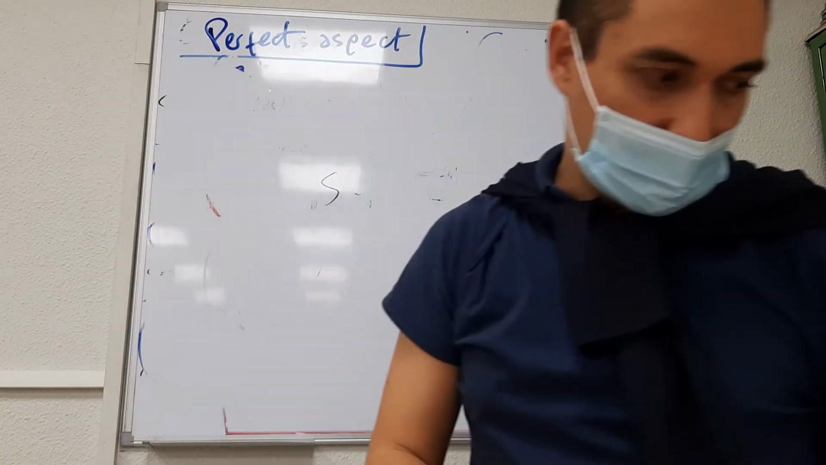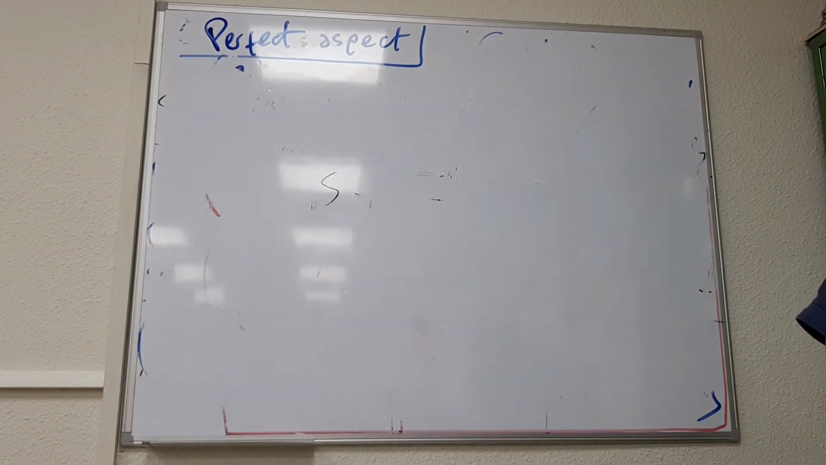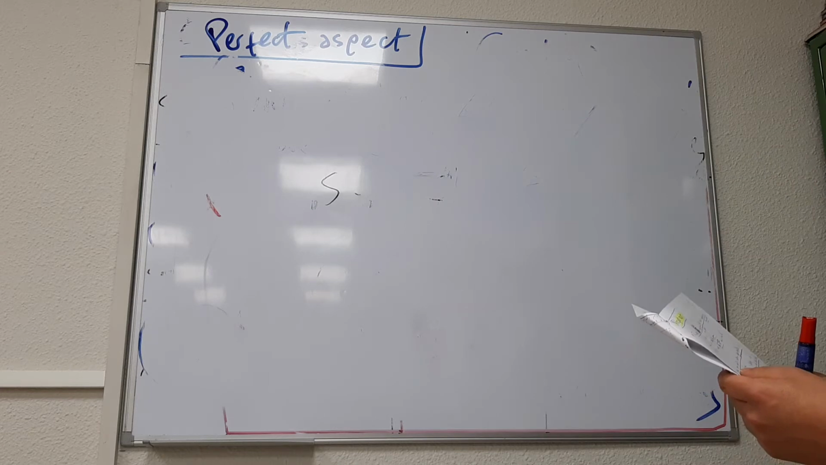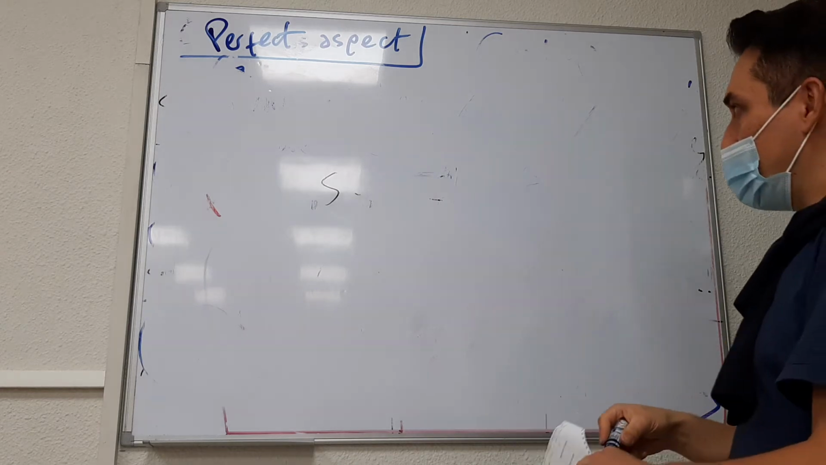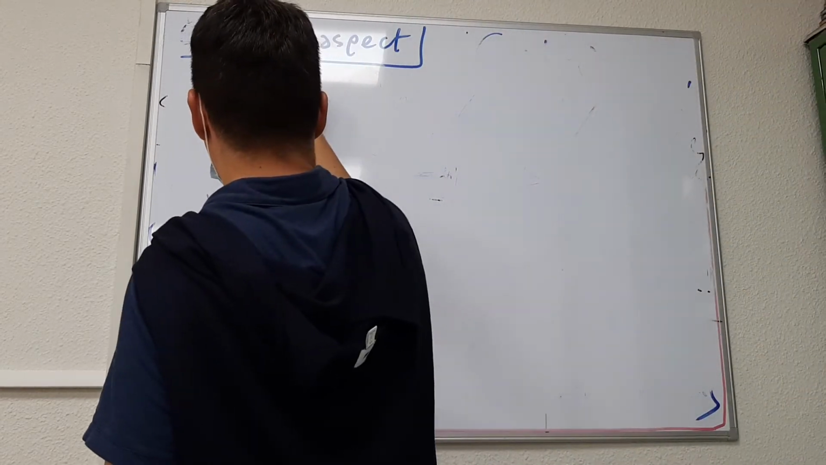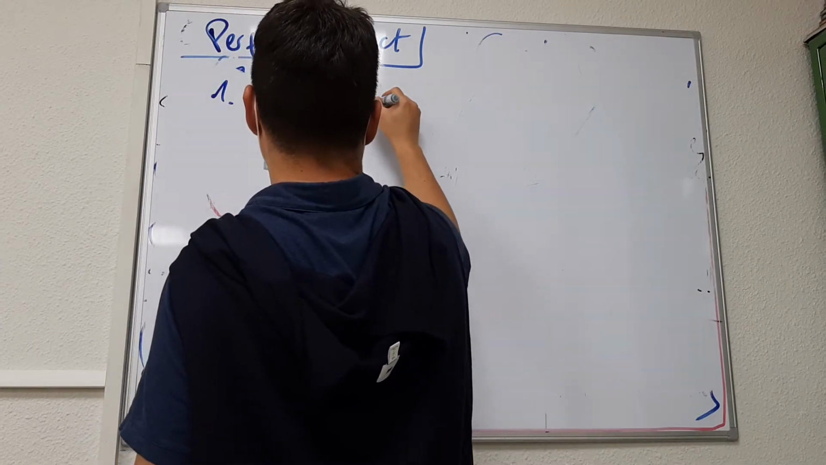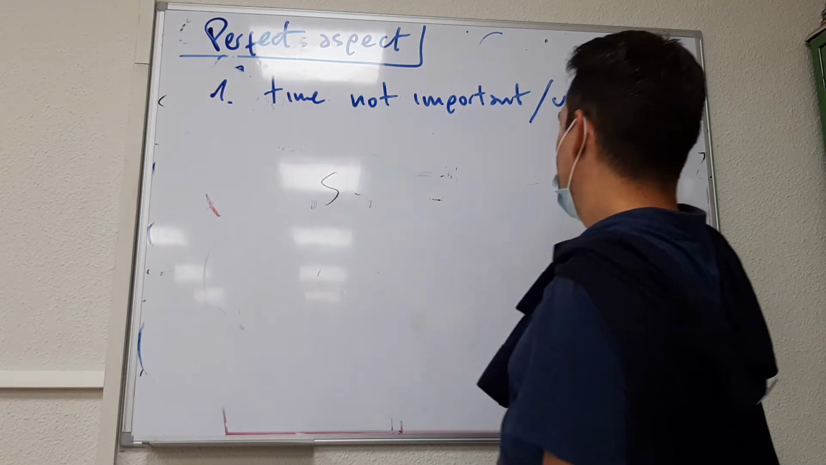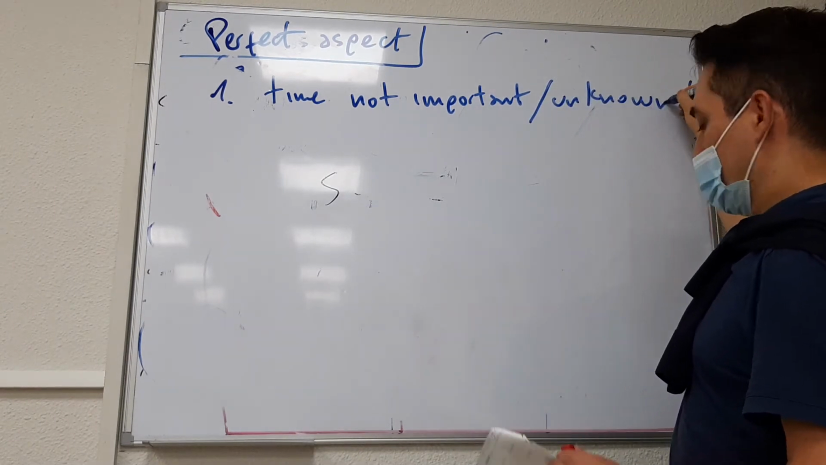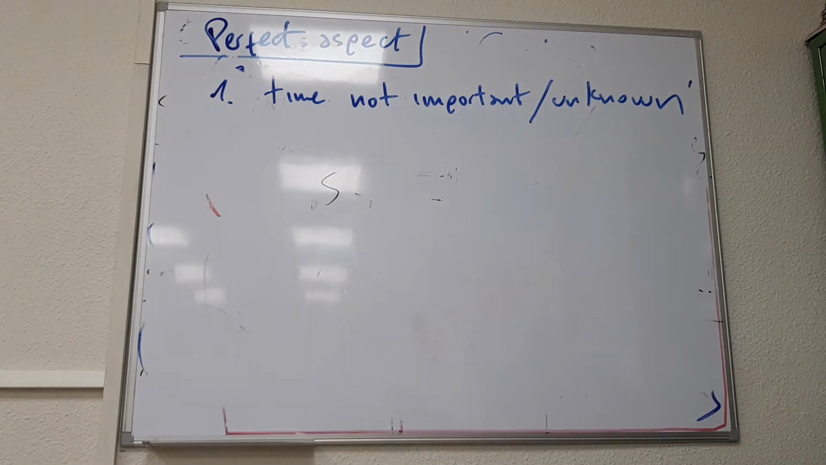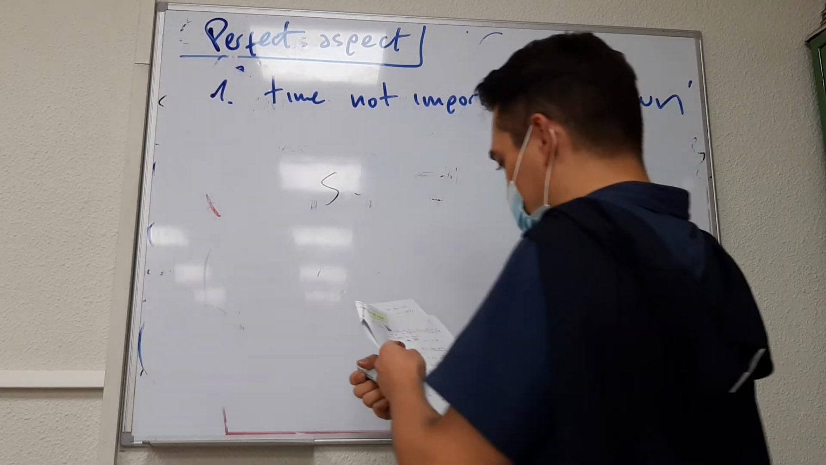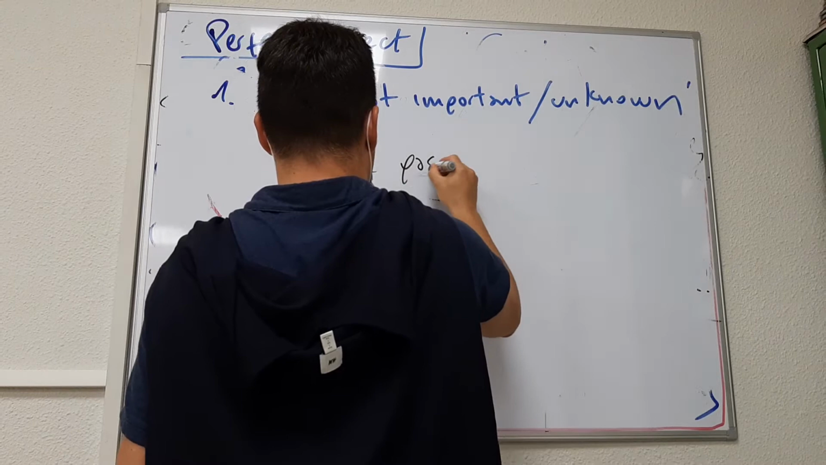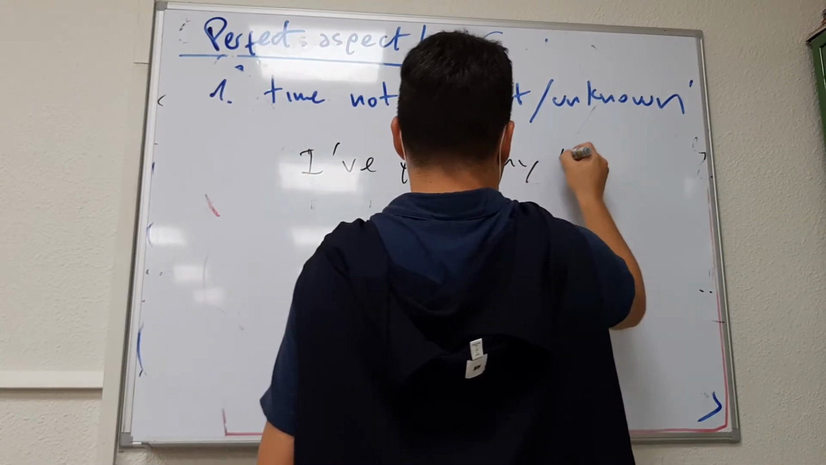The perfect aspect. Okay, so one of the uses of the perfect aspect is to describe an event or action when the time is not important or unknown. So imagine that I say, I've passed the exam, yeah, or I've passed my A levels.